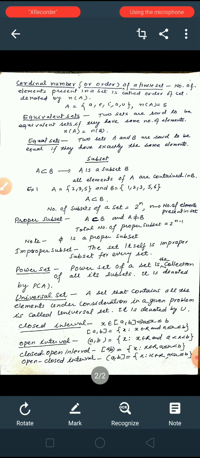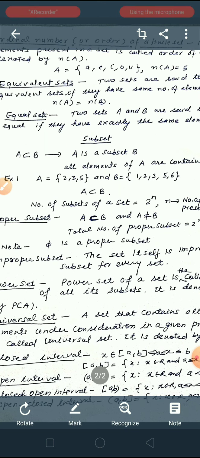Now subsets can be classified into two groups. One is proper subset and another is improper subset. Then what is a proper subset? Children, all the subsets will be proper subsets except the set itself. It means if you find the subsets of a set, then the set itself will be excluded from the definition of proper subset; except that, all will be proper subsets.